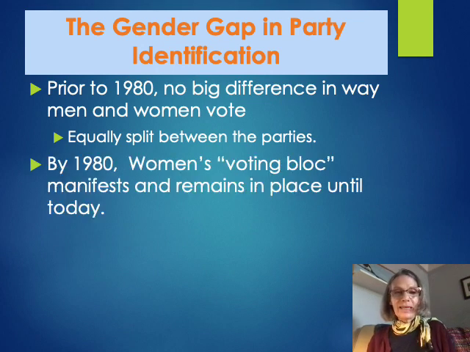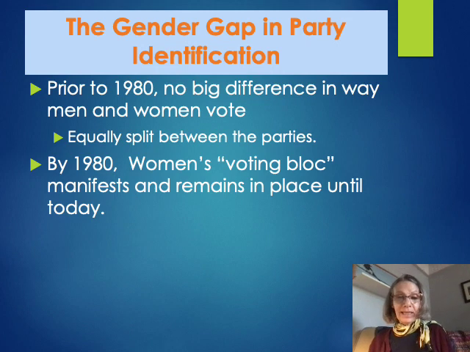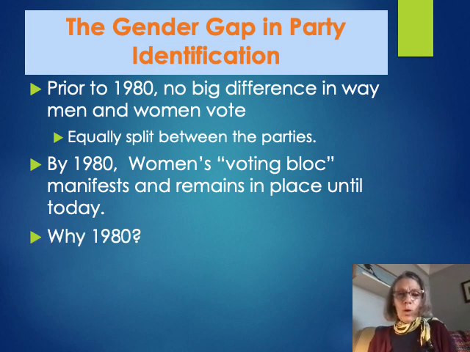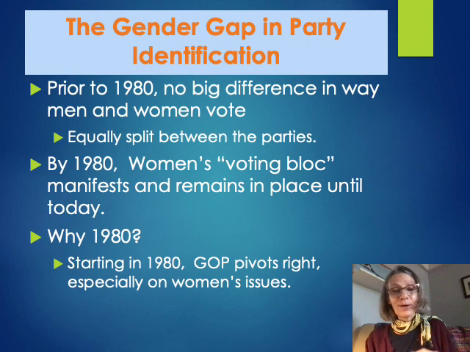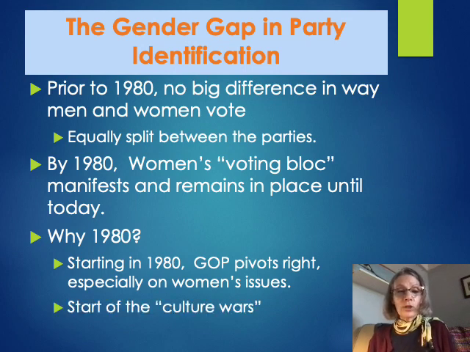That all changes in the 1980s. In the 1980s, a women's voting bloc manifests itself, and it's a voting bloc that remains in place today. That voting bloc is basically that women are more likely to vote for the Democratic Party than the Republican Party. Why? Why 1980? What happens in the 1980s? Well, starting in the 1980s, we see that the GOP, the Republican Party, the grand old party, pivots right on a host of issues, but specifically on women's issues. And it's seen as starting this culture war that leads to women leaving the Republican Party.